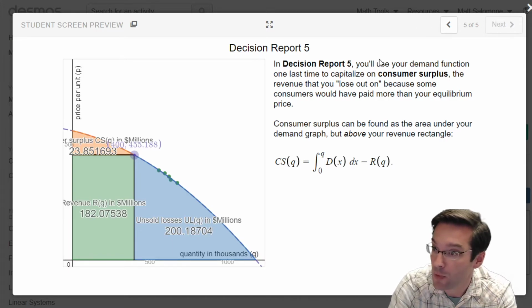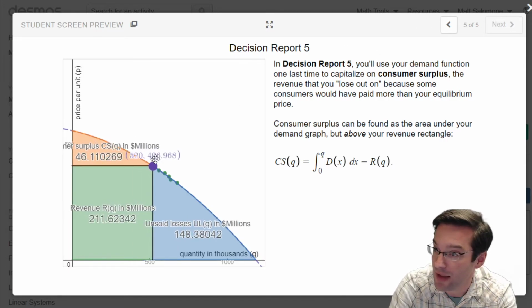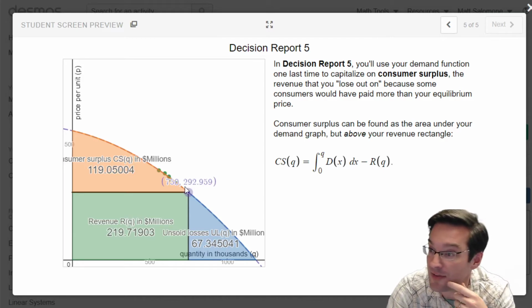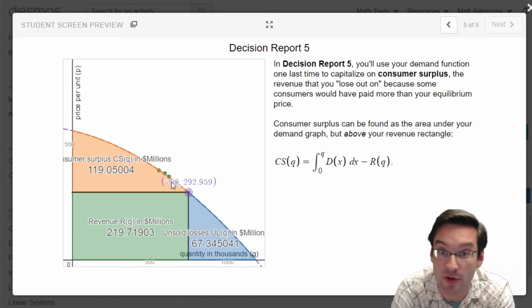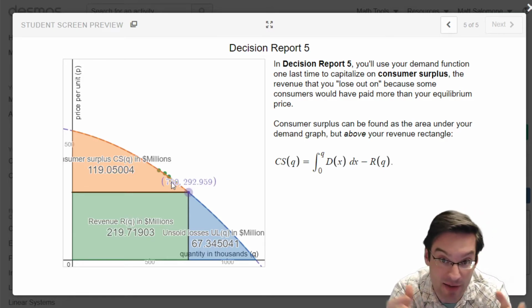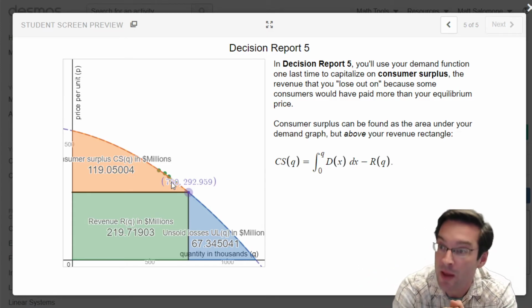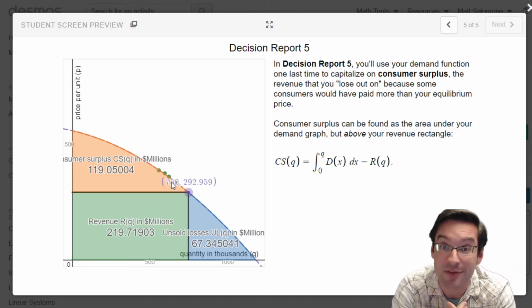Once I decide on what price I'm going to set and how much quantity I'm going to sell, let's suppose I'm going to sell my product for $292.96 and I'm going to sell 750,000 units per year. So I've set my price, my quantity. I determined that that's my optimal profit in decision report number 4. There's still a bunch of money that gets left on the table.